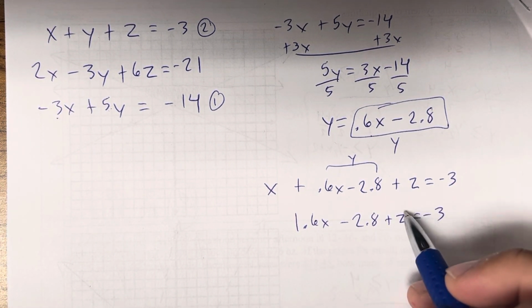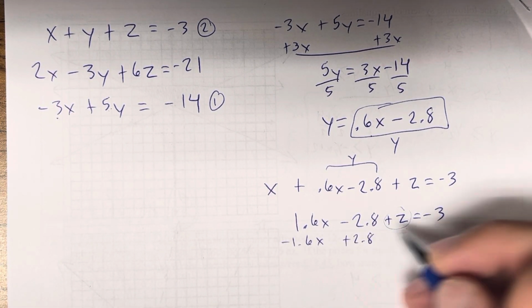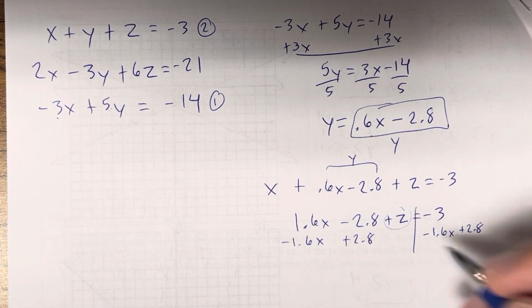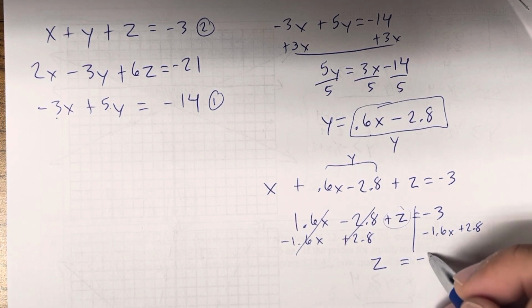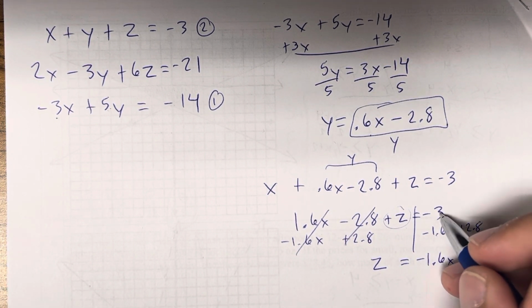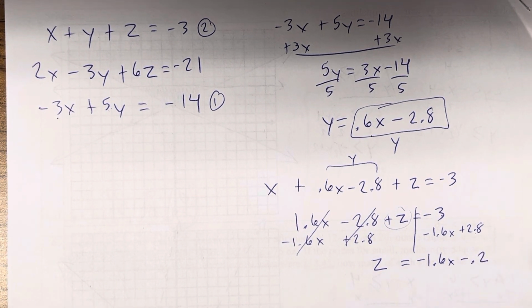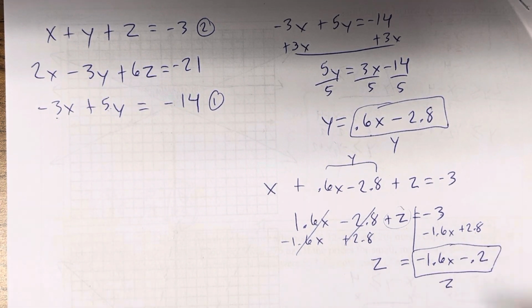Between these two, it's going to be easier to solve for the z. So I'm going to subtract 1.6x and add 2.8 to both sides. So those are gone. And z is equal to negative 1.6x. And then negative 3 plus 2.8 is going to be a negative 0.2. So this box right here is my z.